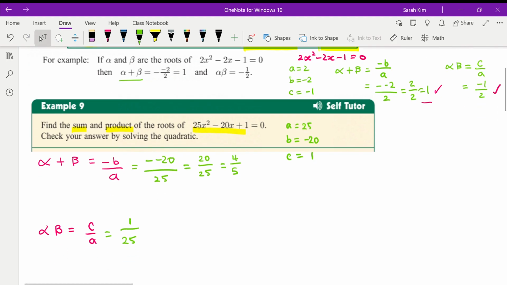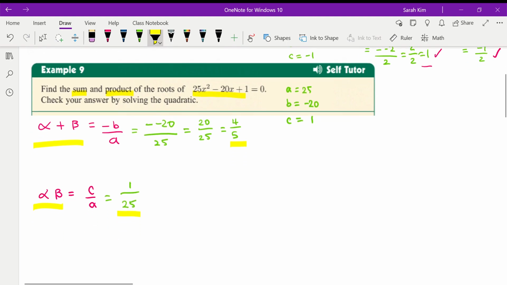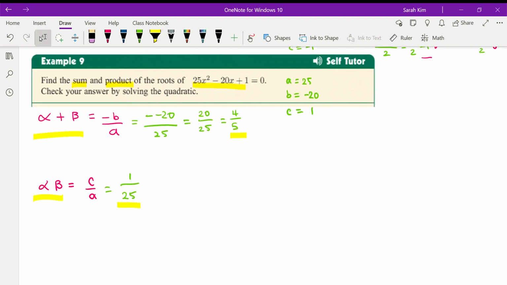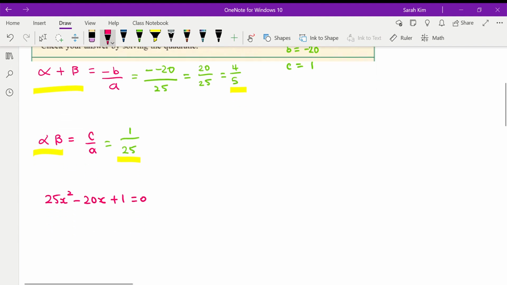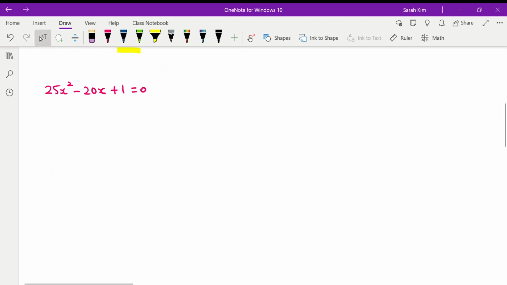So 4 over 5 is the sum of the two roots, and 1 over 25 is the product of my two roots. So I've kind of figured it out, and we're going to double check this by solving the quadratic. So I need to actually solve the quadratic. This is the quadratic that I'm trying to solve, and I don't have the luxury of doing it on a graphics calculator anymore, so I have to use one of my factorization methods.